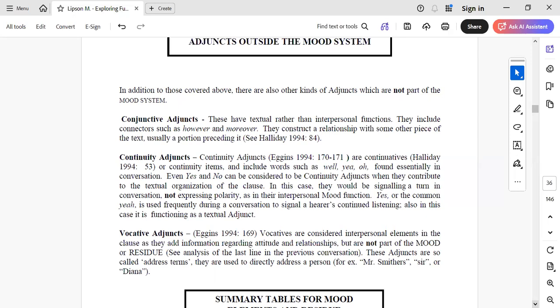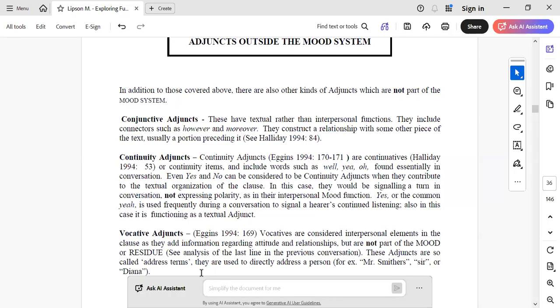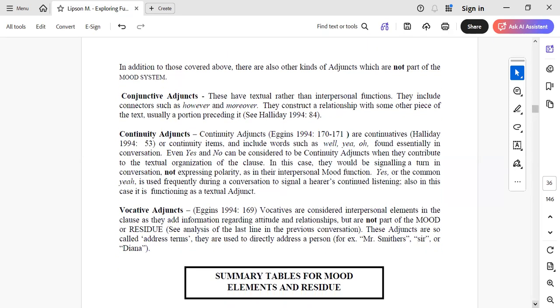Okay. Then of course these are the adjuncts which are outside the mood system, and these are the types: conjunctive, continuity, and vocatives, right? Have you understood this? So they are the adjuncts which don't fall in the mood system. They are outside the mood system. Vocative adjuncts. Vocatives are considered interpersonal elements in the clause as they add information regarding attitude and relationship, but are not part of the mood or residue.